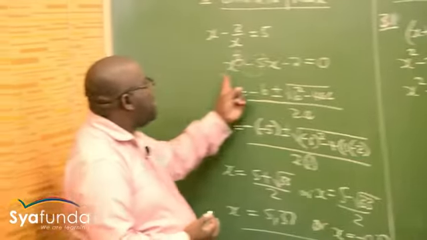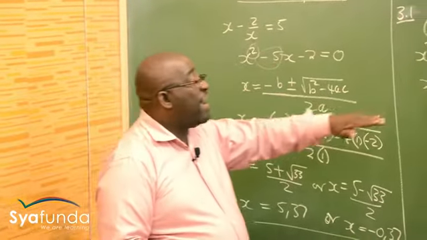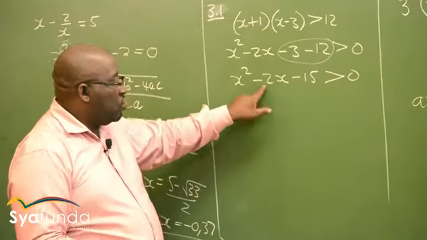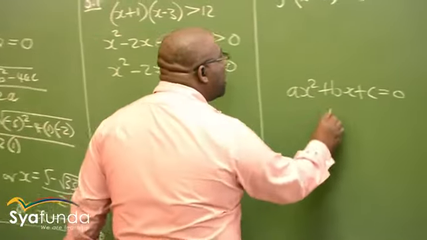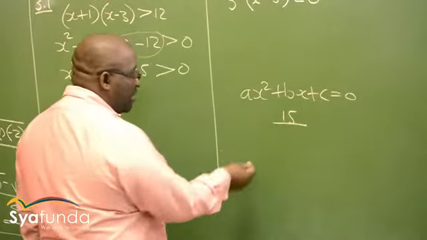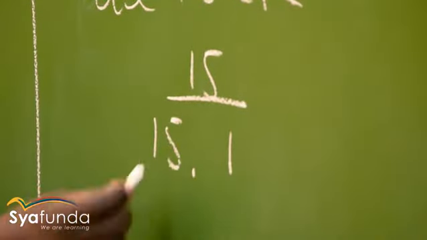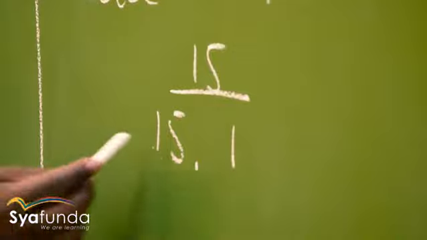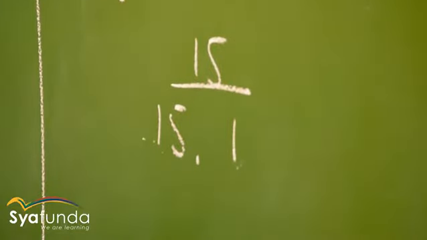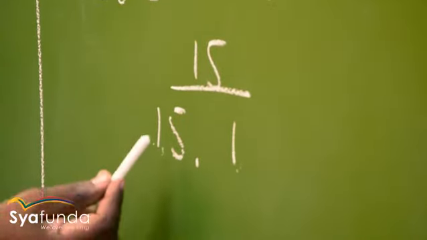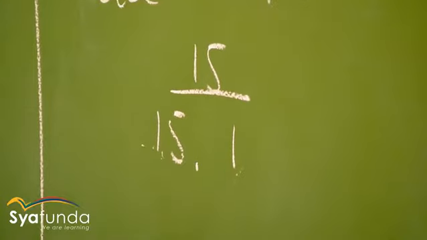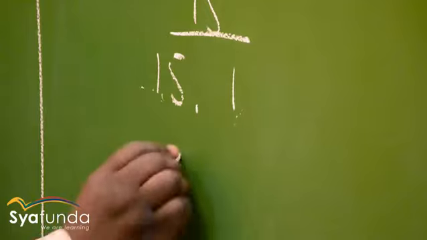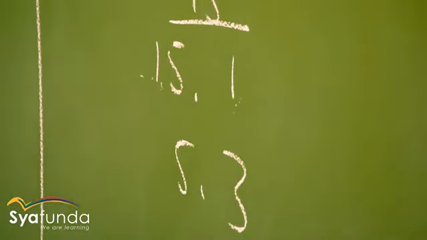In other words, we are at this stage. Can we find factors here? Can we factorize that? We want factors of 15 that will give us 2. Let's look at 15. We know that it will be 15 times 1. If I add or subtract this, can they give me 2? No, because 15 plus 1 is 16, and 15 minus 1 is 14. So I can't get 2 out of those. Let me look for other factors of 15. It is 5 times 3. These are the other factors of 15.